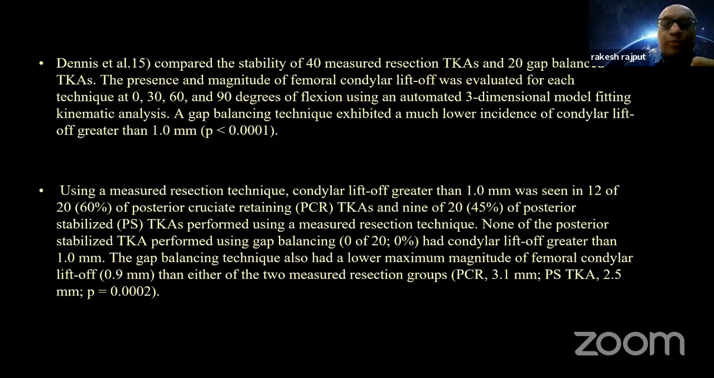So 60% almost in a CR knee, 45% in a BS knee, and almost 0% in a gap balanced knee. And this is throughout at 0, 30, 60, and 90 degrees of flexion. So it's a very beautiful way of doing a knee. I hope I have been able to clear some doubts about gap balancing and measured resection.